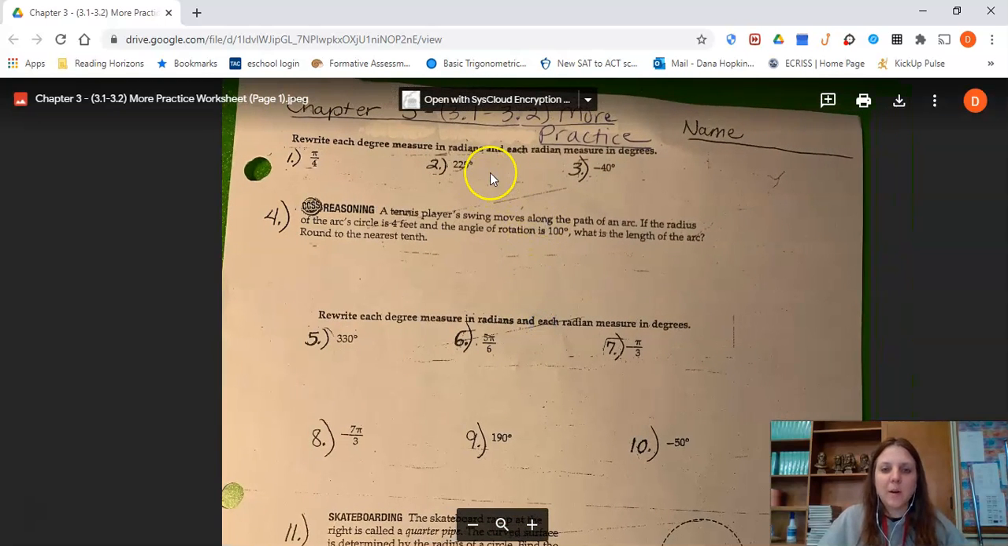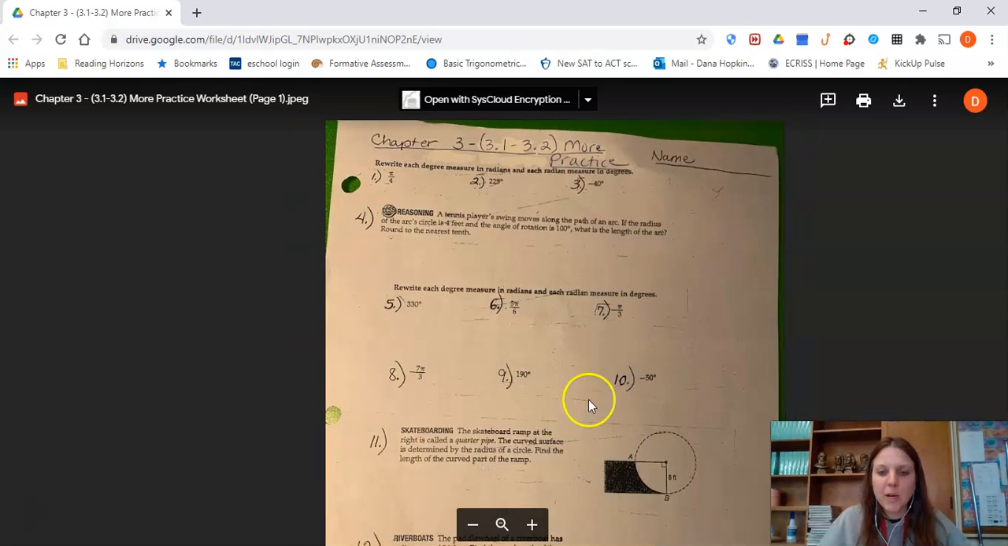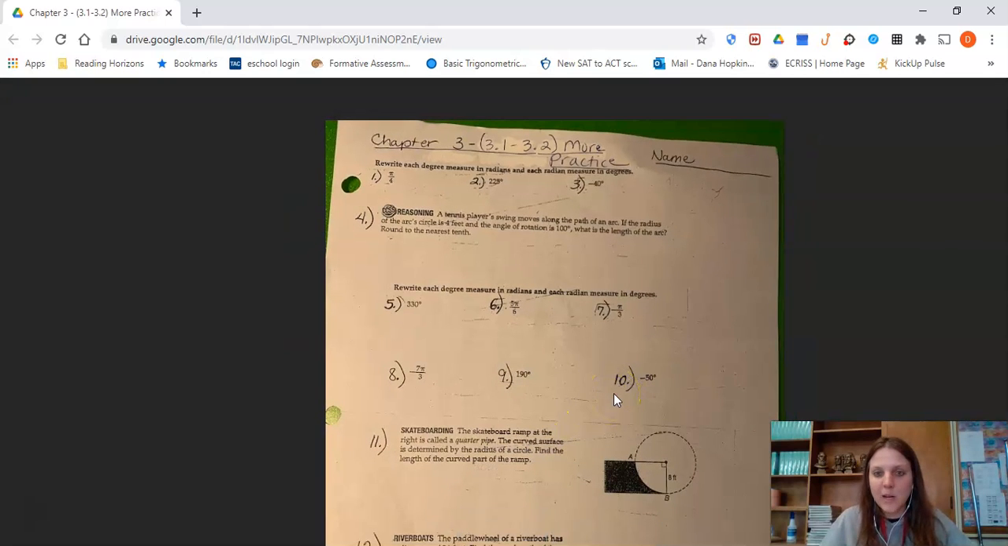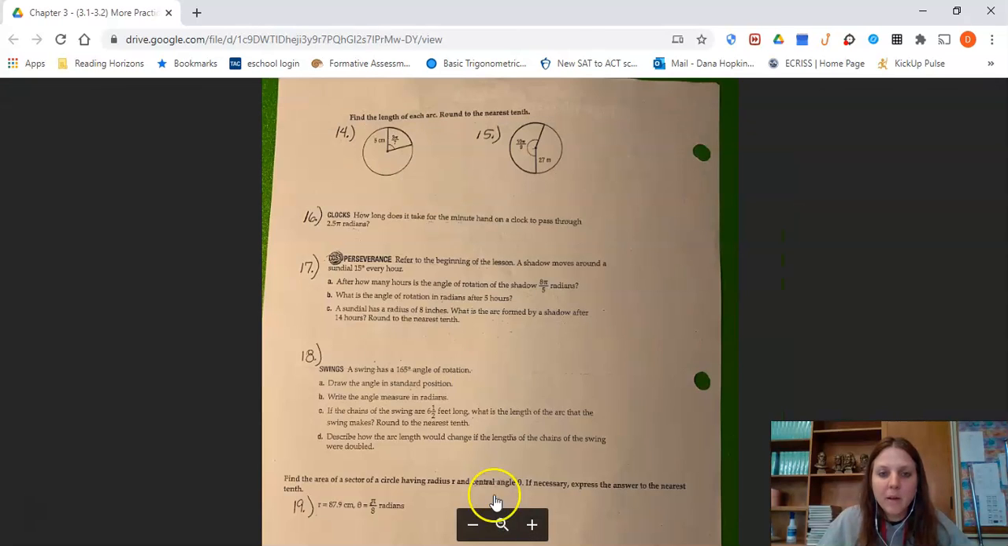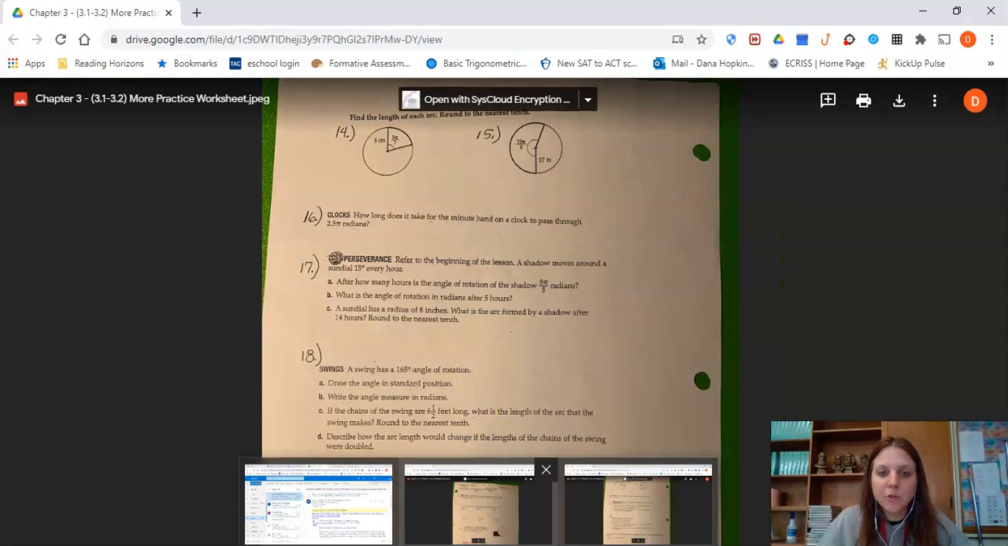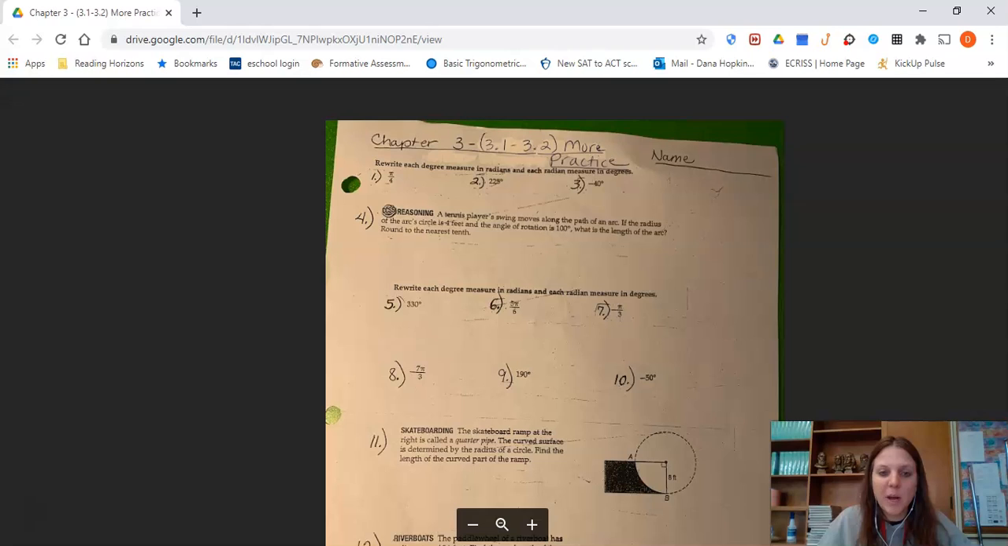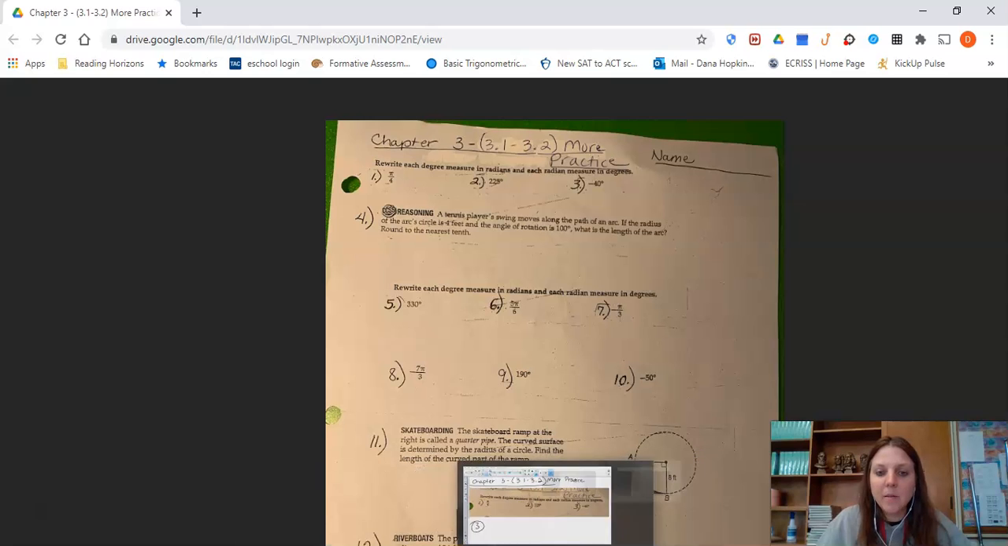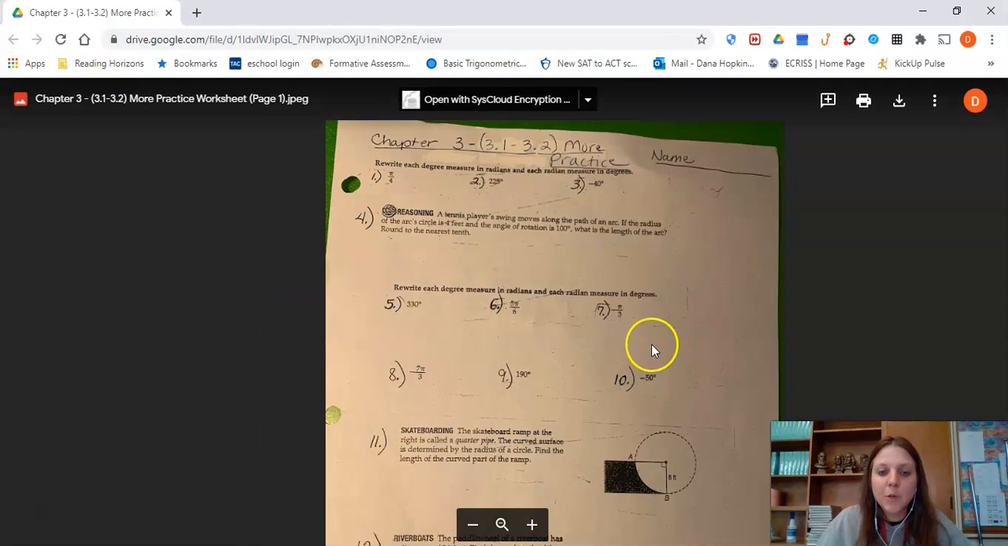This is a few questions I'm going to do with you for chapter 3, which is 3.1 to 3.2 more practice worksheet. You will find this in the learning plan under week 18. There is a front and a back, and you will just be writing these answers to these questions on your own sheet of paper. Again, it's in the week 18 learning plan. If you click on the day that we're working on here, you will see it attached there.